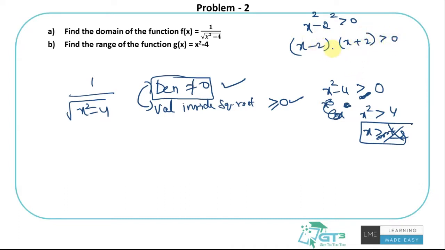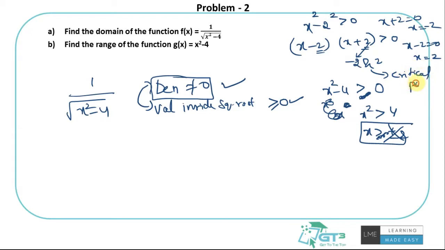Right? So generally you see what are the roots for this, or rather I call them critical points in a way. Minus 2 and 2. Minus 2 is coming from x plus 2 equals 0, so x is equal to minus 2, and x minus 2 equals 0, x is equal to 2. So these are my critical points.